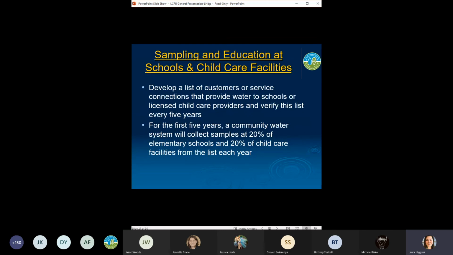All right, and we touched on this a little bit earlier, but to revisit it again, the last item is sampling and education at schools and childcare facilities. So the new rule requires systems to develop a list of customers and service connections that provide water to schools or licensed childcare providers, and verify this list every 5 years. For the first 5 years, a community water system will collect samples at 20% of elementary schools and 20% of childcare facilities from the list each year. And after one round of 5 years of sampling, then systems can sample on request at elementary school and childcare facilities.